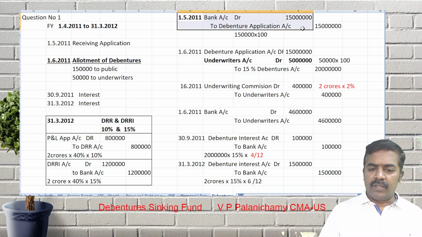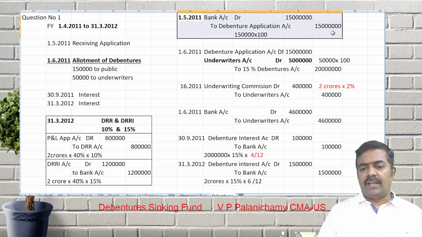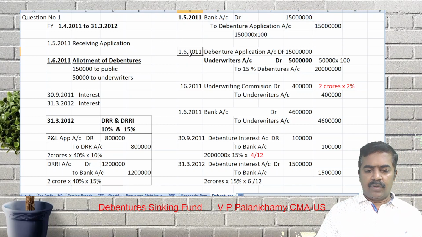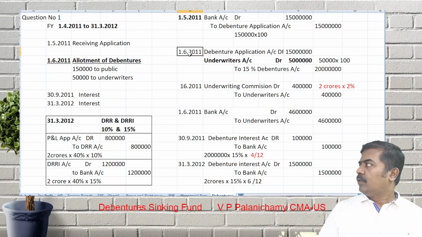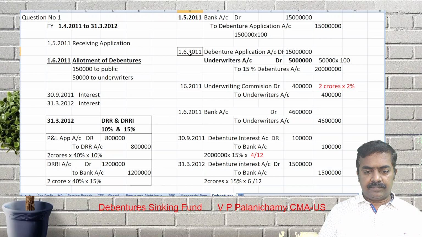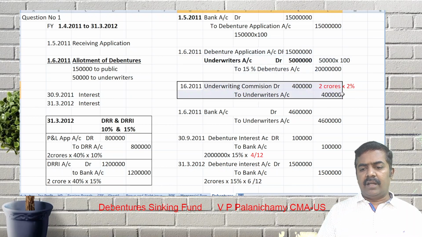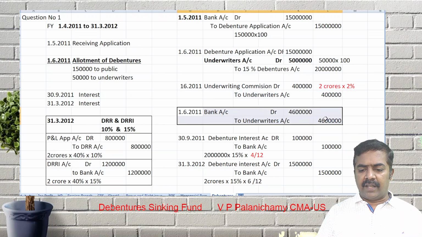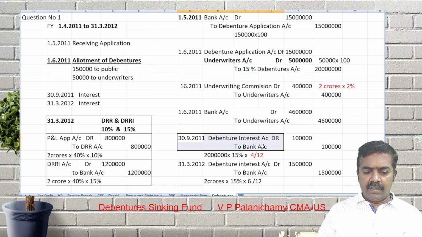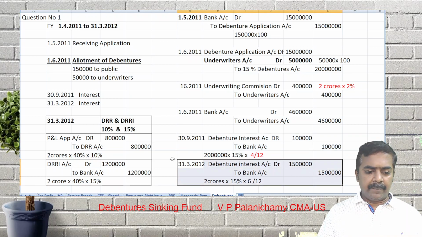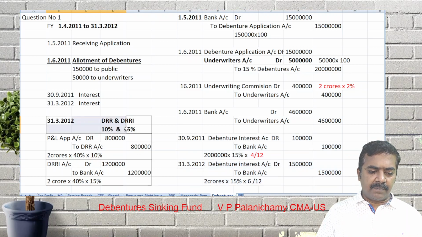Any doubt? 1/5/2011 application is received. 1/6/2011 debentures are allotted. Then underwriting commission 2% is deducted and we collect the net amount from underwriters. Debenture interest on 30th September and 31st March we pay. Then on 31st March 2012 we create what? Minimum DRR, DRRI.